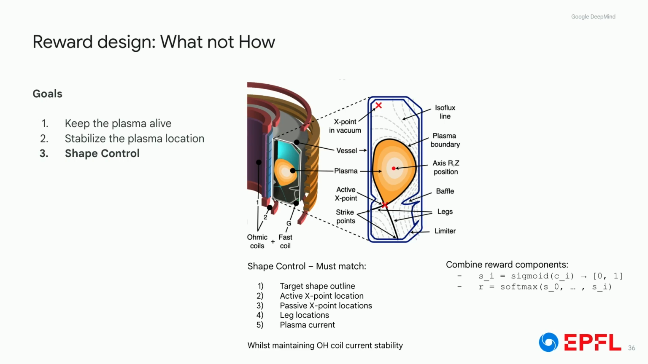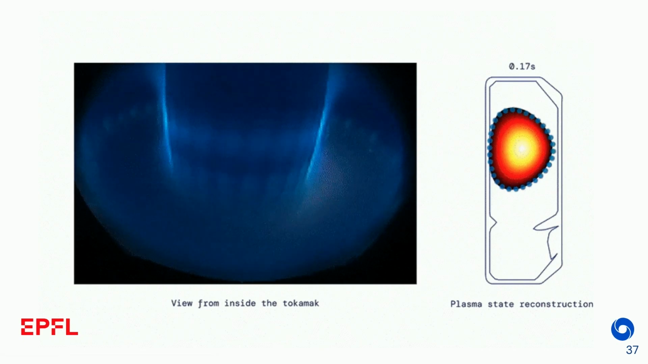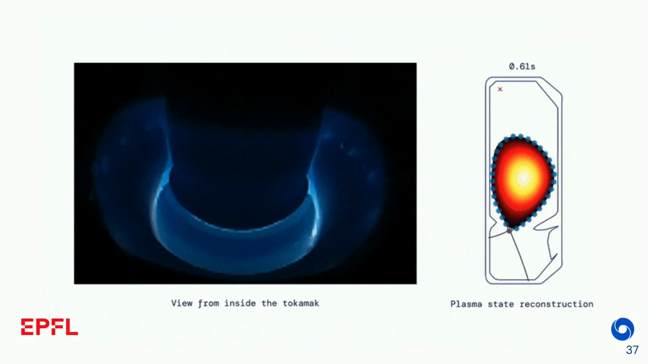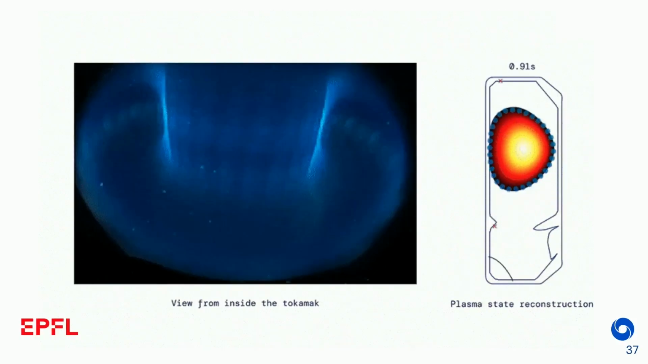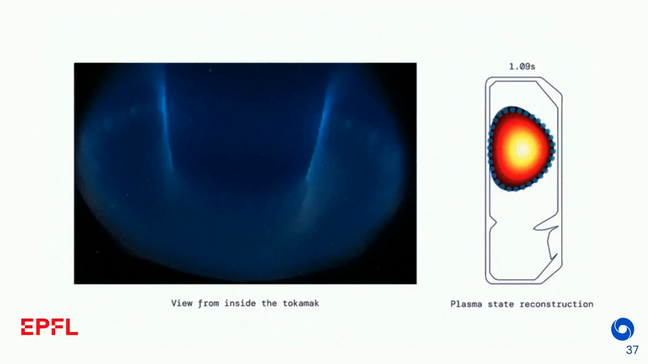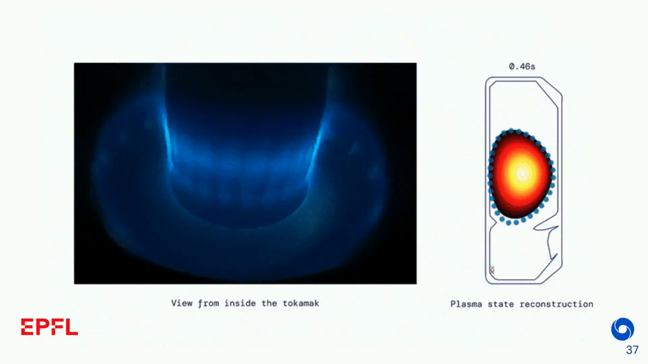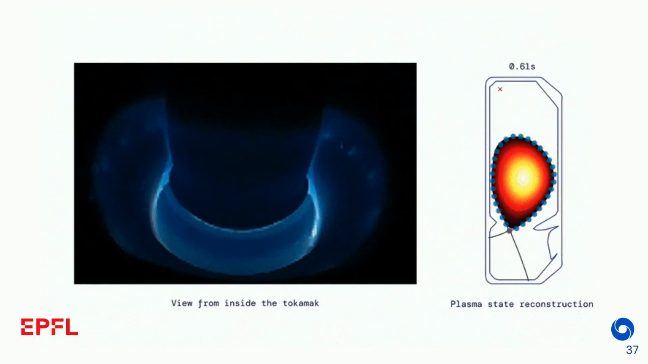Formulate the reward, and then the reinforcement learning algorithm takes care of finding a controller that does that. This is one of the first things we did. So this is basically a little exercise where the plasma goes through different shapes. In the beginning, it's nice and round, high up. Then it goes into a diverted configuration, and then it goes down and does this shape where it has legs. And these blue points are the tracked points, which show that we can actually do this quite nicely.